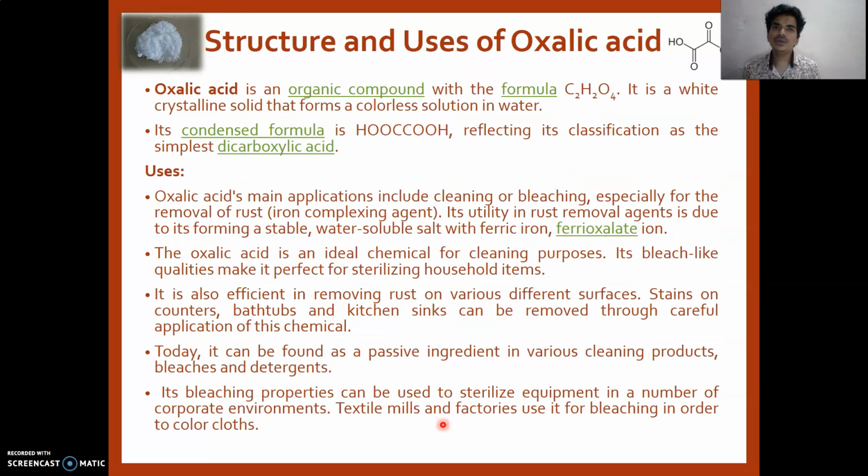Then the structure and uses of oxalic acid. Oxalic acid is an organic compound with the formula C2H2O4. Here is the structure. It is a white crystalline solid that forms a colorless solution in water, and its formula is HOOC-COOH, reflecting its classification as the simplest dicarboxylic acid. It contains OH, here is an OH.